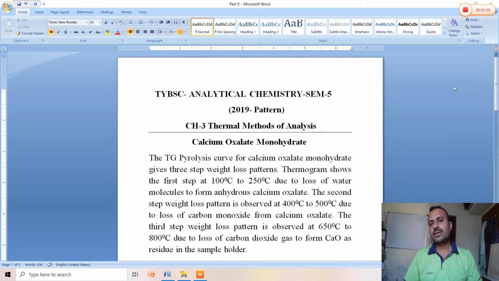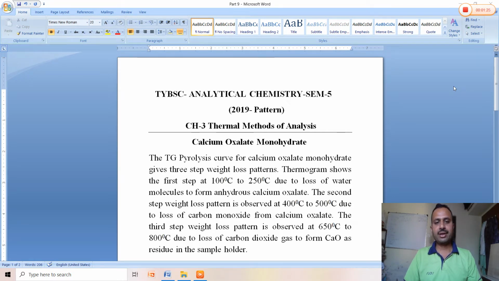So here anhydrous calcium oxalate is formed in the first step at a temperature of 100 degrees centigrade to 250 degrees centigrade, and here loss of water molecule takes place. That means the monohydrate, that is one single water molecule, leaves the calcium oxalate, and the remainder part is calcium oxalate only.